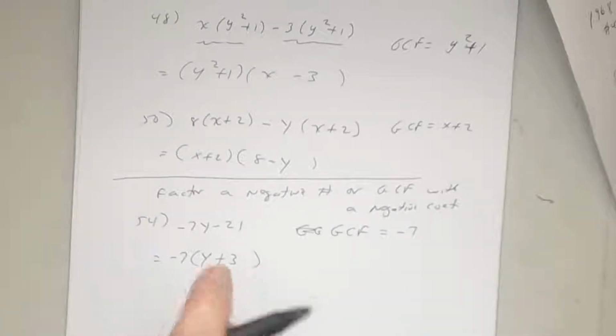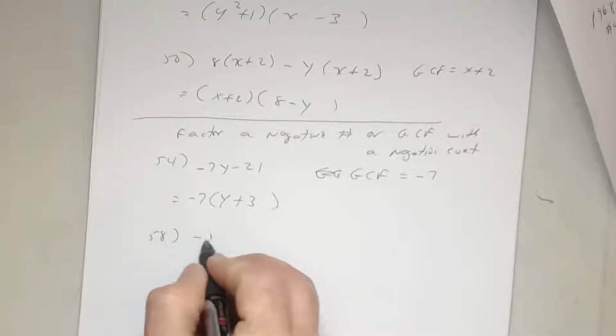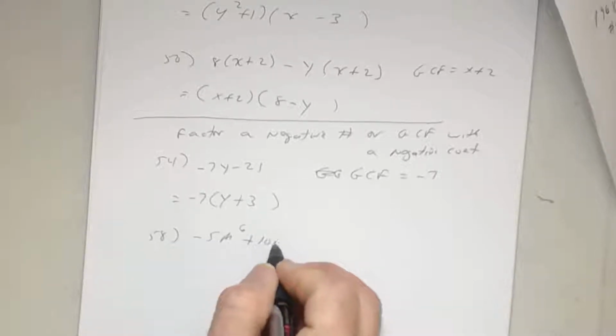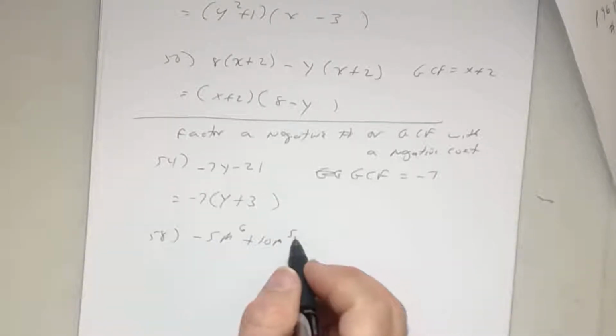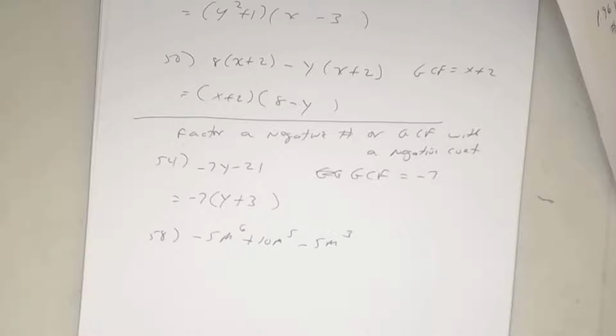All right, what about 58? You have negative 5m to the 6th plus 10m to the 5th minus 5m cubed. Again, do you use the directions? Direction says factor out a negative, and on MyMathLab, they're going to ask you to do that. One or two of the problems will have directions that say factor out a negative GCF. So don't say 5, you're going to say negative 5.